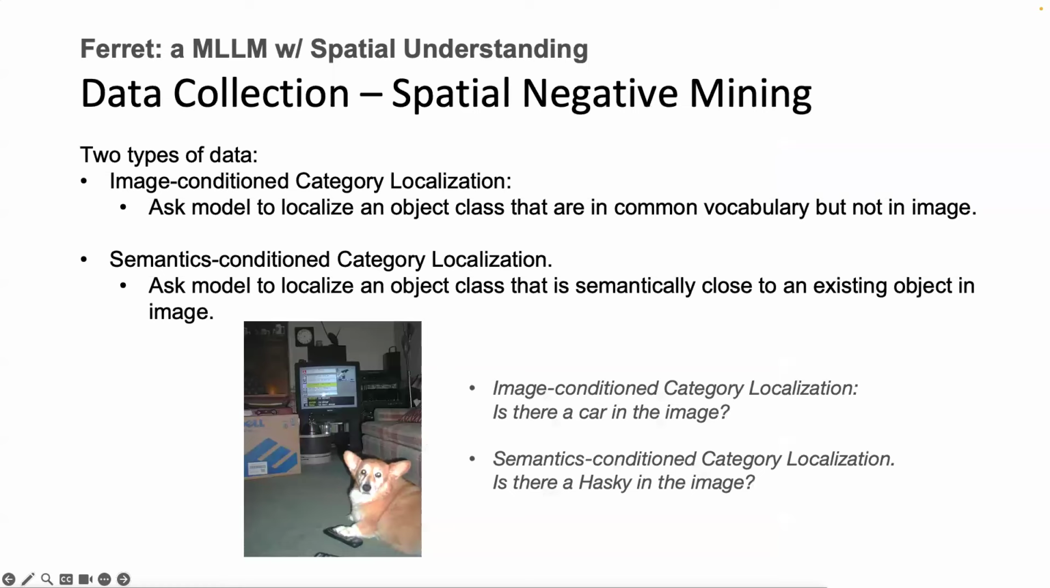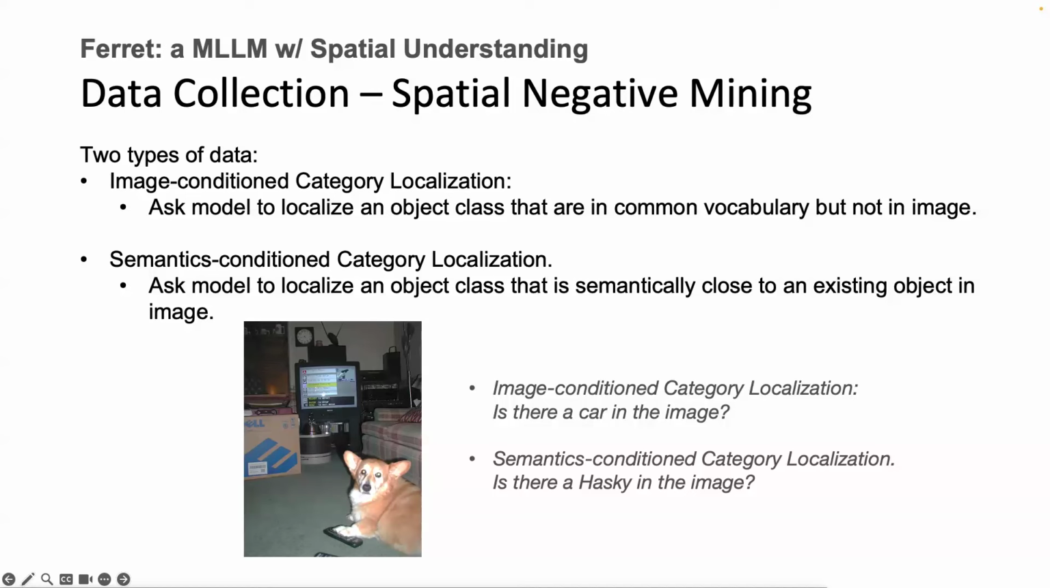Another thing I want to mention is spatial negative mining. We have two types of negative data. The first is what we call image-conditioned category localization, where we ask the model to localize an object class that is in a common vocabulary but actually not in this image. For example, if there is no cat in this image but there is a dog, we ask the model to output no, there is no cat, but there is a dog in this image.